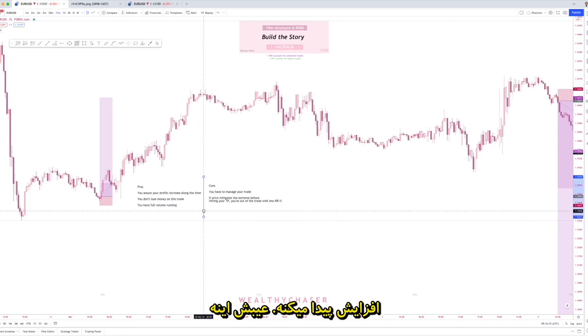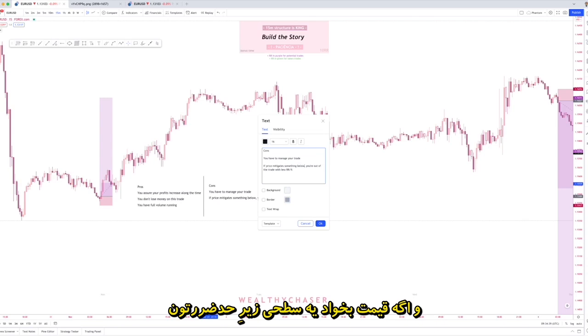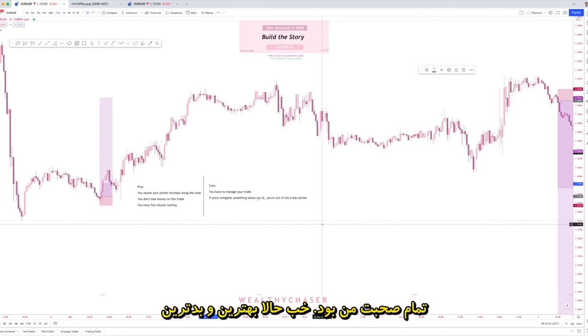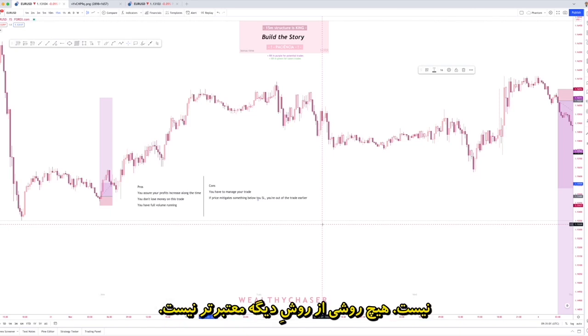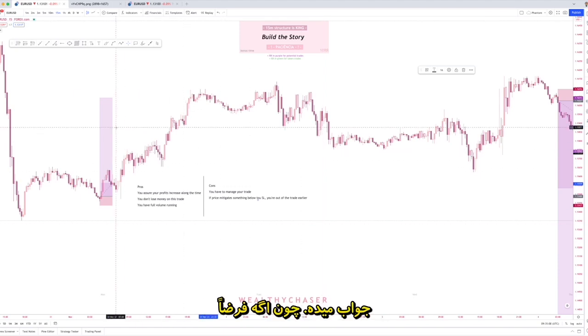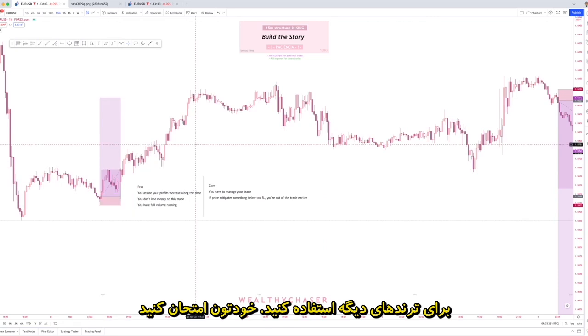Another con is, again, you have to manage your trade. And if price mitigates something below your stop loss, you're out of the trade earlier. So yeah, basically this is it. So what is the best and the worst? No method is the best or the worst. No method is more valid than the other at all. You need to see what works for you best. Because, for instance, you may have the first method I told you for counter trends, and then you may have this third method of trailing stops for pro trends. Test it yourself, see how it works.